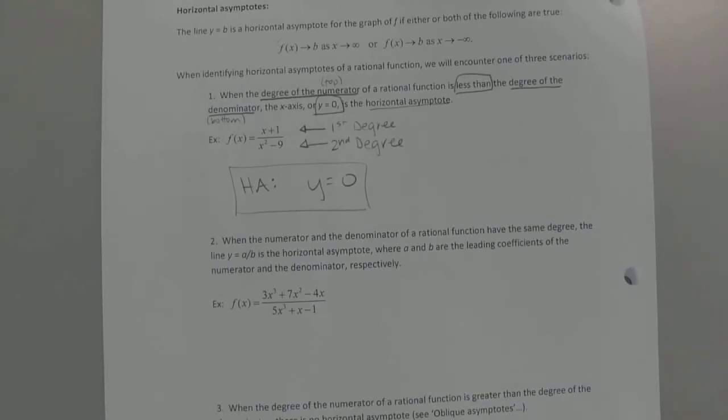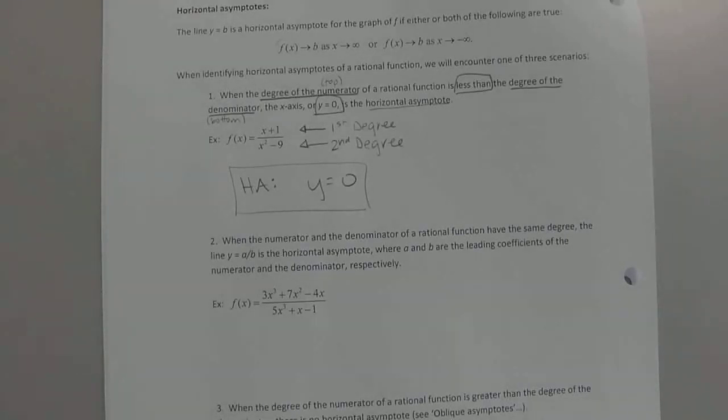So that one, these steps are more like memorizing than making it click. Just remember, if your degree on top is smaller than the degree on bottom, the bottom's growing really, really quick, and the degree on top's not growing as much, so it's getting closer to 0. But she's already getting suspicious, like, I know it can't always be 0, so when is it not 0? Let's look at number 2. When the numerator and the denominator of a rational function have the same degree, then the line y equals a over b is the horizontal asymptote.